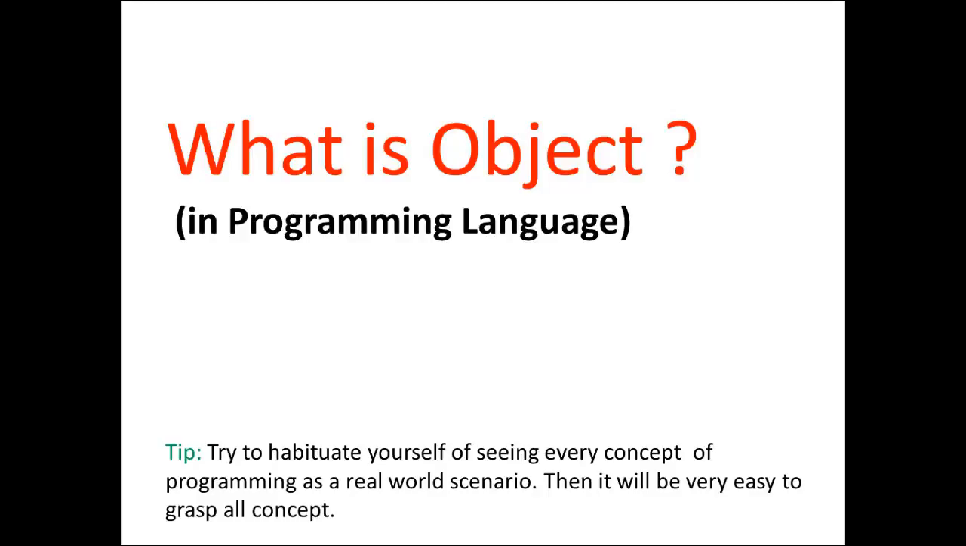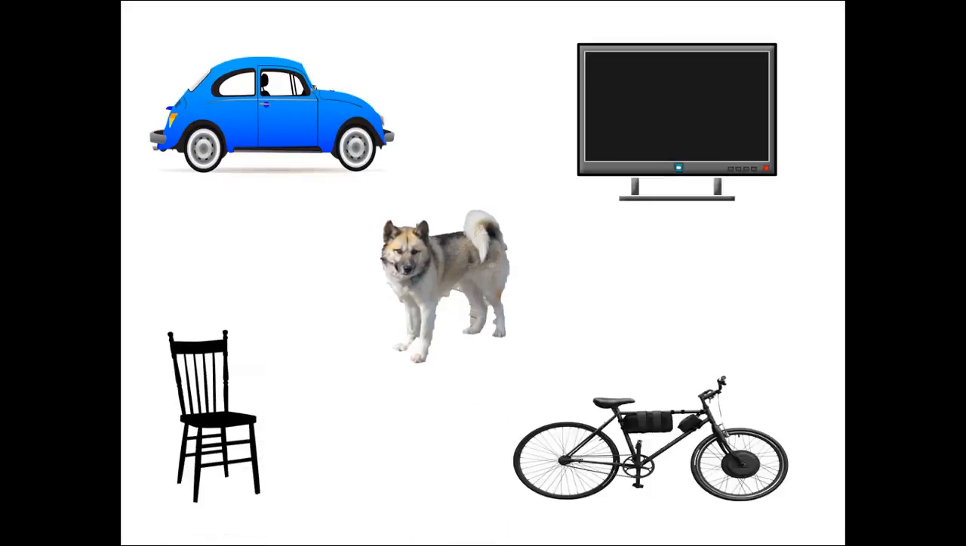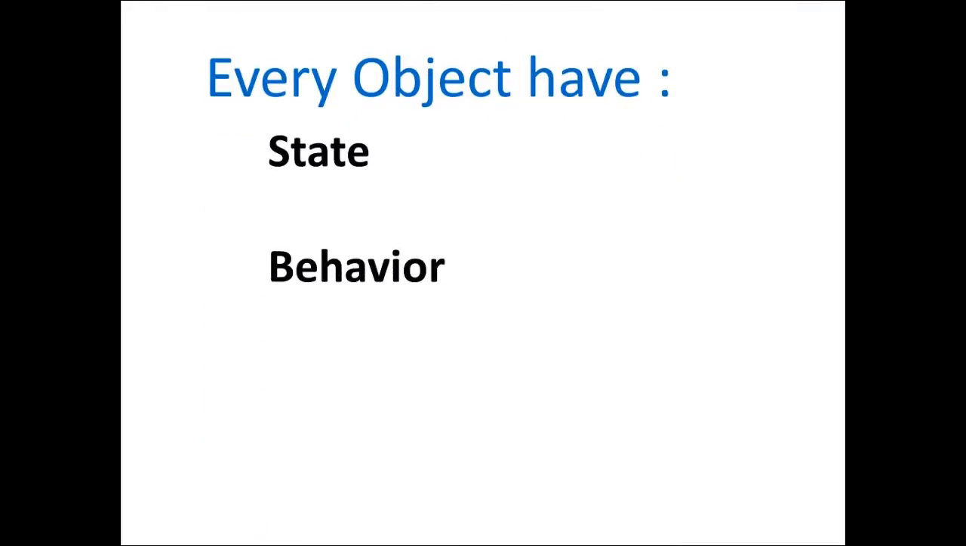What is an object? Objects are key to understanding object-oriented technology. Look around right now and you will find many examples of real-world objects. Your car, your television set, your dog, your chair, and your bicycle. Real-world objects share two characteristics. They all have a state and behavior.